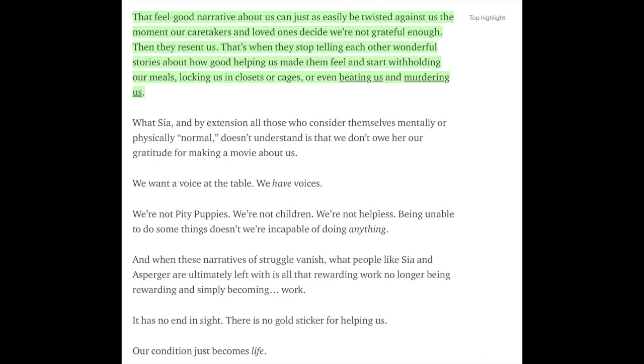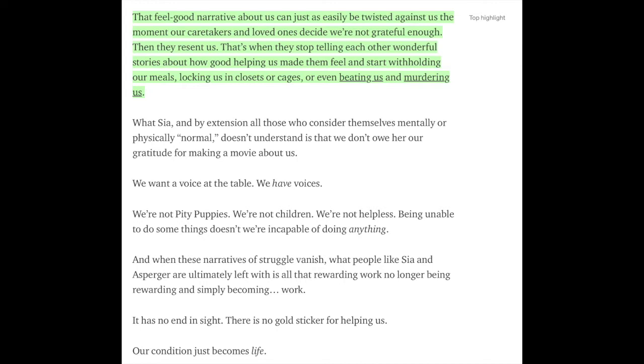That feel-good narrative about us can just as easily be twisted against us the moment our caretakers and loved ones decide we're not grateful enough. Then they resent us. That's when they stop telling each other wonderful stories about how good helping us made them feel, and start withholding our meals, locking us in closets or cages, or even beating us and murdering us.